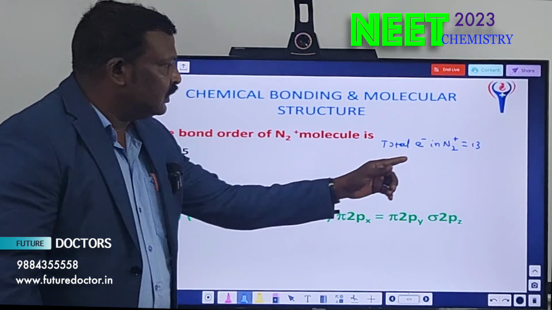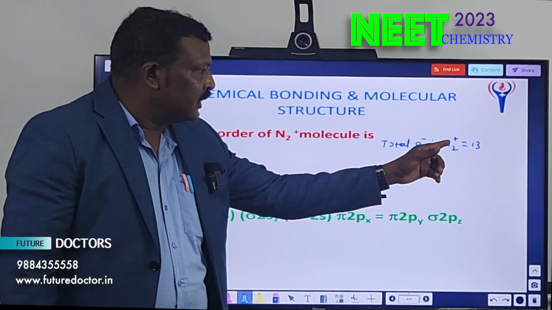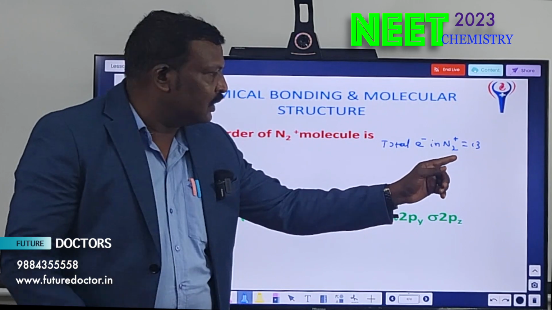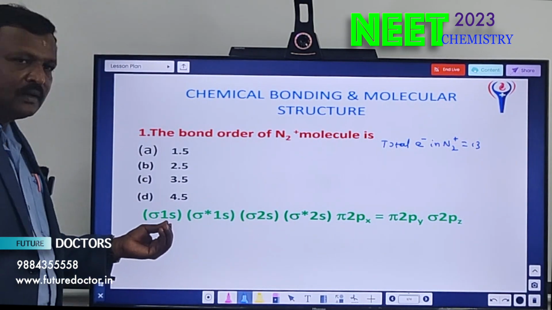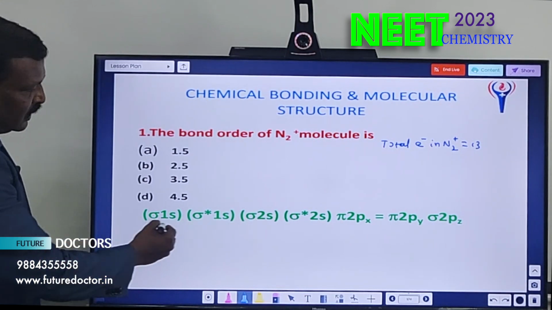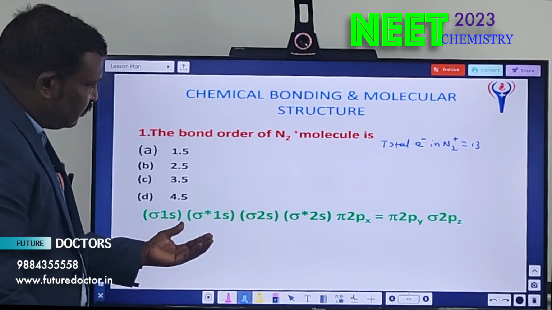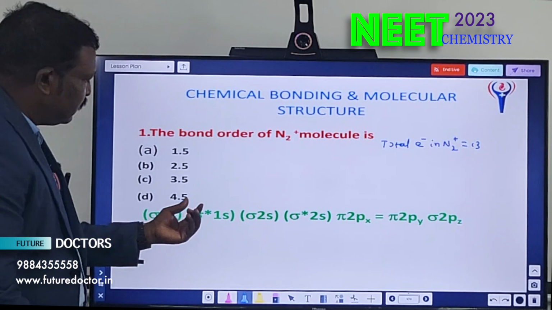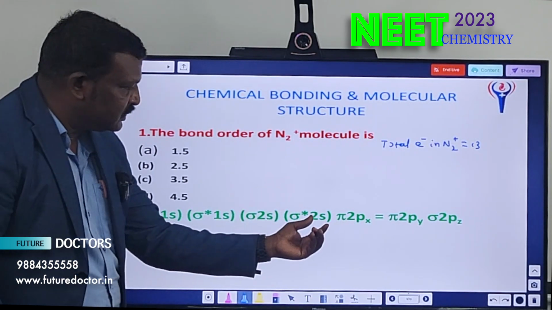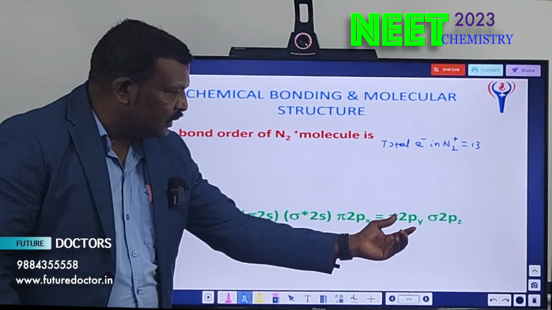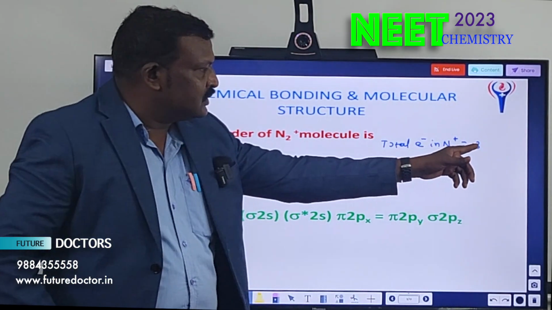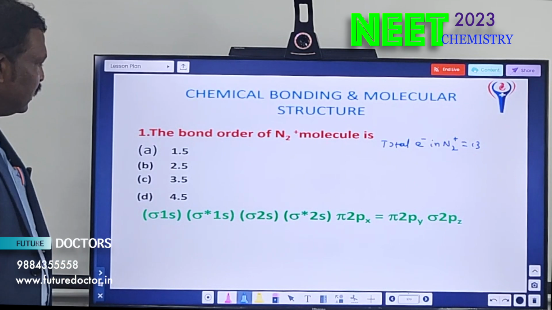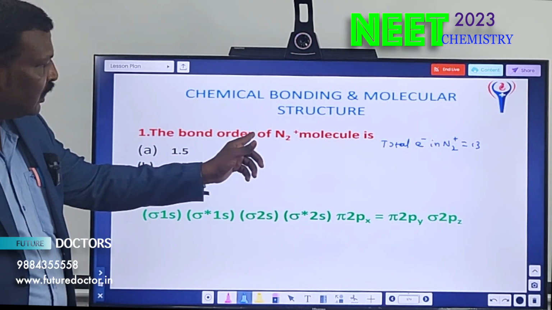N2 has 14 electrons, but N2 plus means 1 electron is lost, so we have 13 electrons. That 13 electrons we have to fill up here. Understood? Here I have given the orbitals. You just memorize all these orbitals: sigma 1s, sigma star 1s, sigma 2s, sigma star 2s, pi 2px, pi 2py, sigma 2pz. Now we are going to fill these 13 electrons in these orbitals. After that only we can find out the bond order.